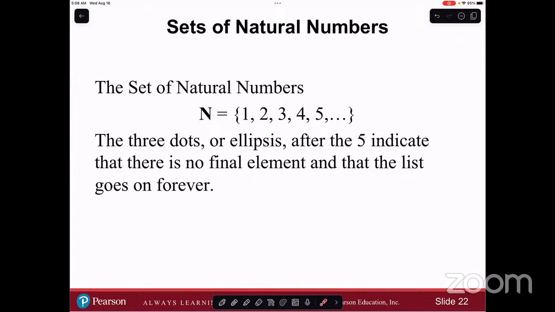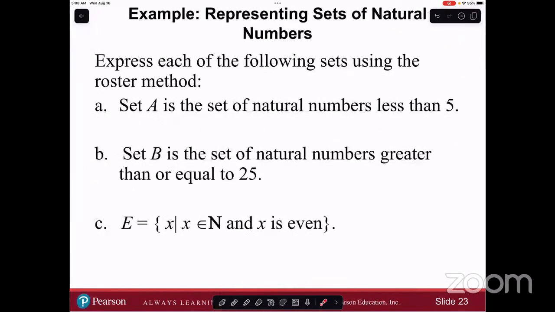Continue the pattern. Okay. So express each of the following sets using the roster method. I'll do it in purple. Set A is the set of natural numbers less than 5. So that would be A is the set of natural numbers less than 5. So then 1, 2, 3, 4. Set B is the set of natural numbers greater than or equal to 25. So that should be 25, 26, 27, and you continue forever.